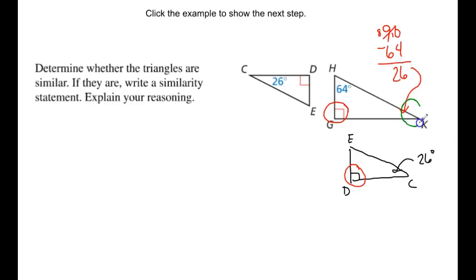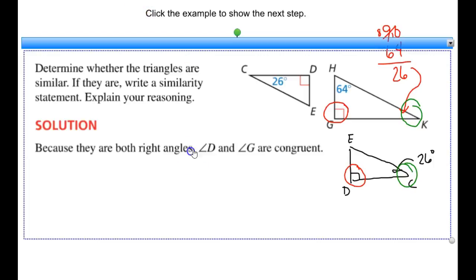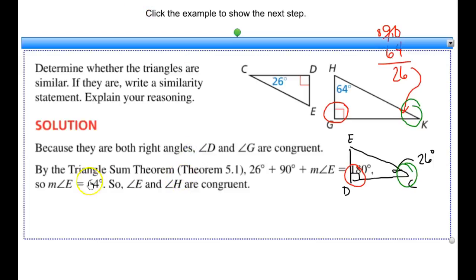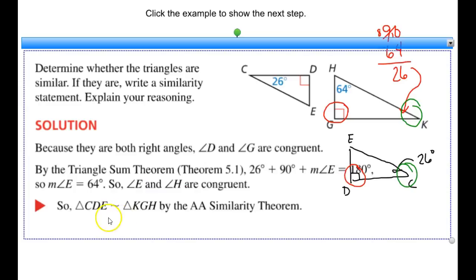Well, now I see that this angle and this angle have the same angle measurements, so I know that they are congruent. So I see that I've got two different angles that are congruent in my triangles, so I know that they're similar. Here was our triangle sum theorem, right? That's just what we did here. We found our extra angle so that we know that they are congruent. So here's our similarity statement: triangle CDE is similar, that's what this little squiggly means, to triangle KGH by the angle-angle similarity theorem. We just looked at the angles, we didn't have to deal with the sides at all.